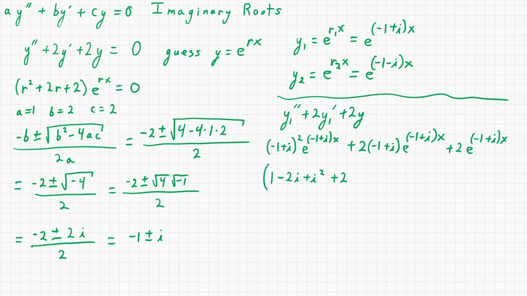This one's not so bad, so I can go ahead and write that out now. I've got the 2 times the negative 1, so I actually have a minus 2. Then I have 2 times the positive i, so that's going to be plus 2i. Then over here, I just have my plus 2. And I said I was going to take out the common factor here, e to the negative 1 plus ix everywhere.